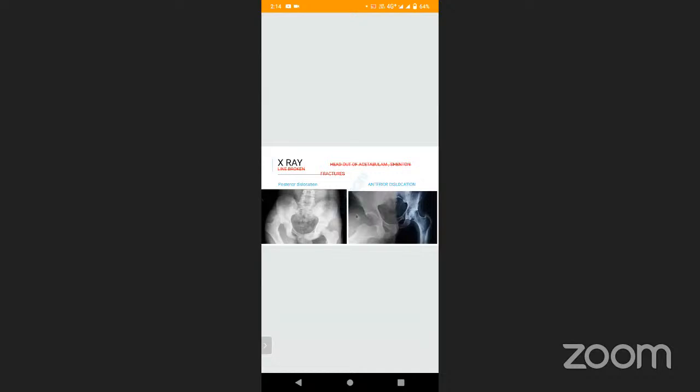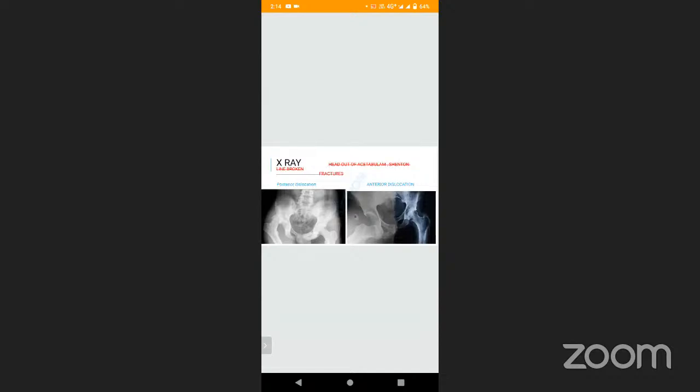So, X-ray. The most important investigation we do in this case is X-ray. In any orthopedic case, we do an X-ray. So, what are the things you have to look for in that X-ray? Anyway, you have to compare the side with the opposite side. So you can see in that X-ray that on one side the head is present normally in the acetabulum, the other side head is out of the acetabulum.